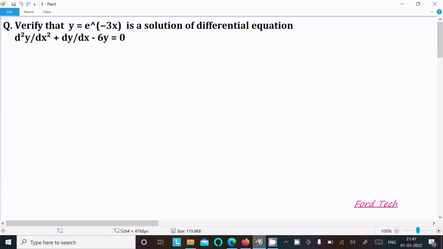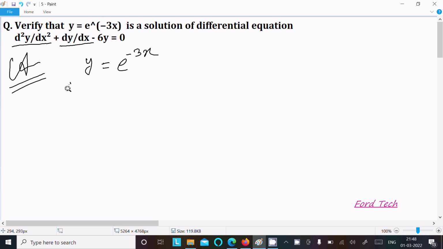I'm going to verify that y equal to e power minus 3x is a solution of this differential equation. So let's see the answer. First, writing the given: y equal to e power minus 3x. So this is the given. Now thereafter we need to calculate the second differentiation and the first differentiation.